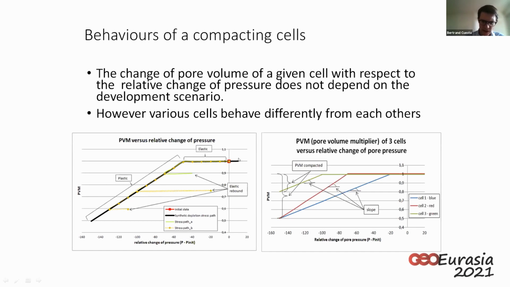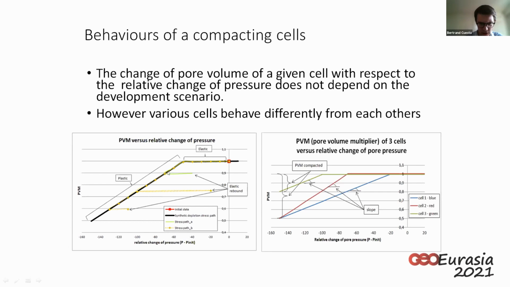Now, let's consider two scenarios. The first one where we deplete up till a certain level and then we reinject. So what would happen is that we follow the green line. We are here initially at 1. We deplete down to 50 bars, I mean minus 50 bars of depletion. And then there is pore collapse. The pore volume reduces severely down to 0.9. And then we re-inject. So we repressurize the reservoir due to injection or because of a shut-in.